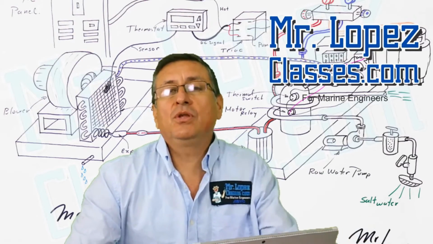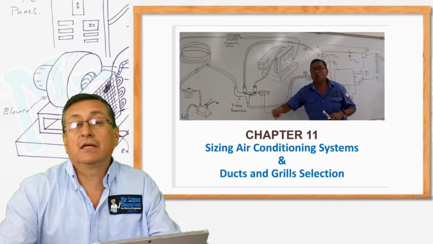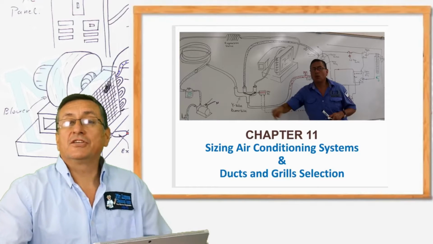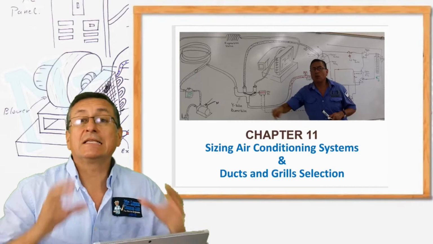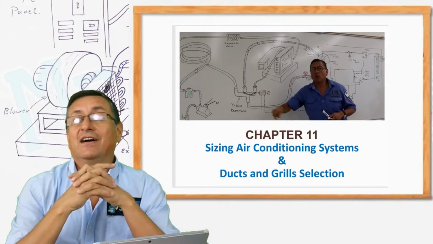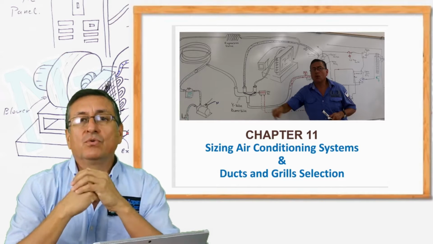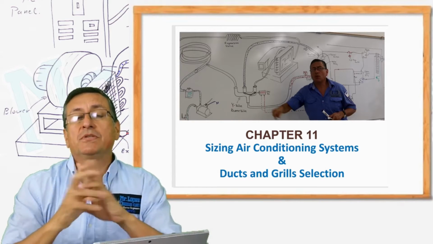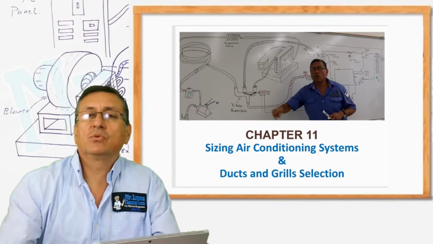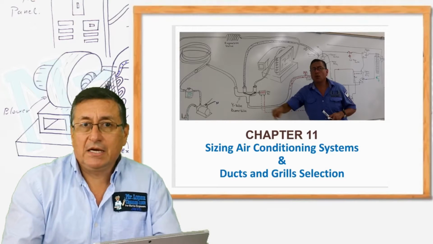Today we are going to continue in our book of air conditioning system, and this is chapter 11. This chapter is dedicated to the sizing of the air conditioning equipment, the calculation, the grills, the ducts. We are going to use a couple of formulas and a couple of tips that I recommend in order to select the appropriate air conditioning unit for your boat.